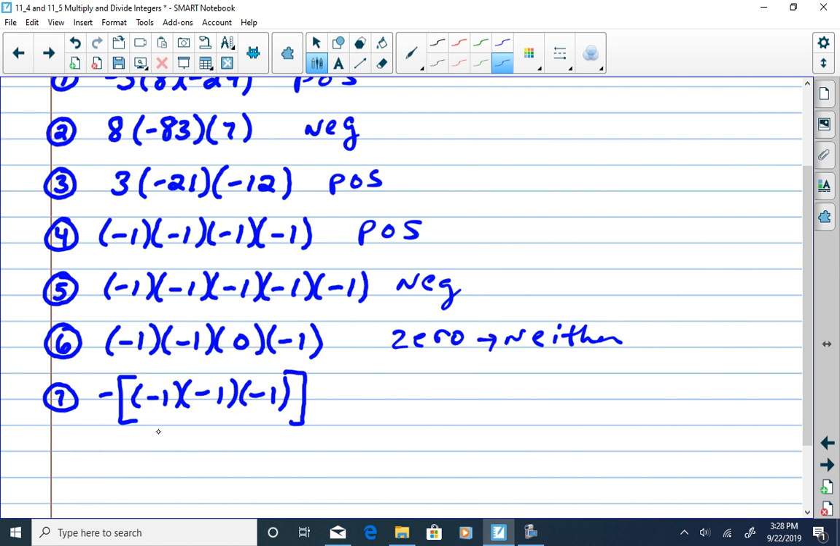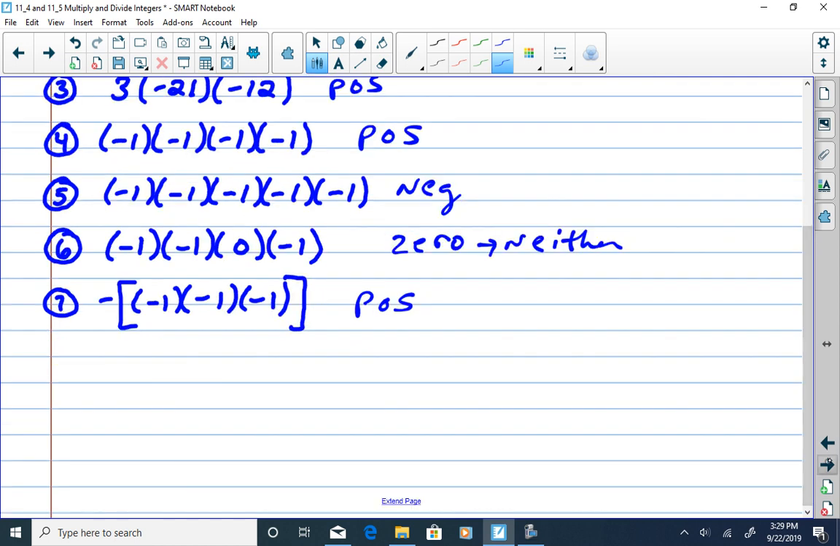And this last one, this one's a little tricky, right? Inside the bracket, we're going to have a negative value, but I want the opposite of the negative, right? So that's going to be positive. Or you could say, yeah, 1, 2, 3, 4 negative factors, an even number of negative factors. So your product is going to be positive.